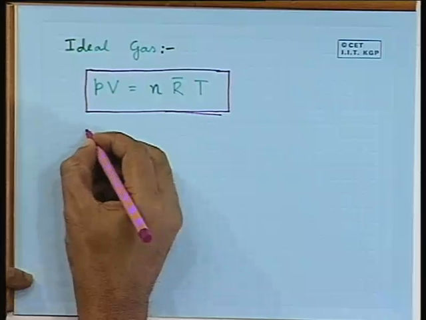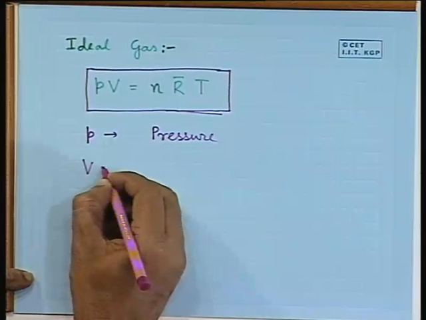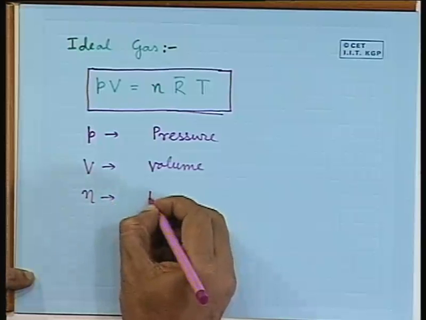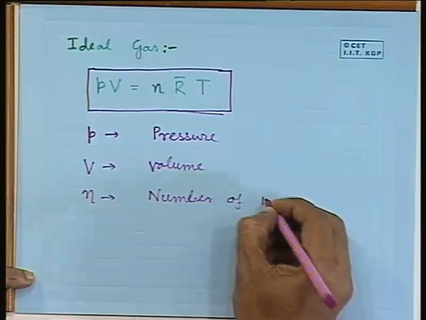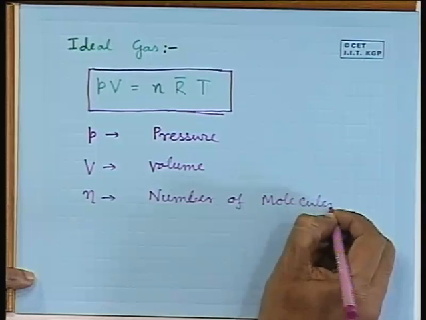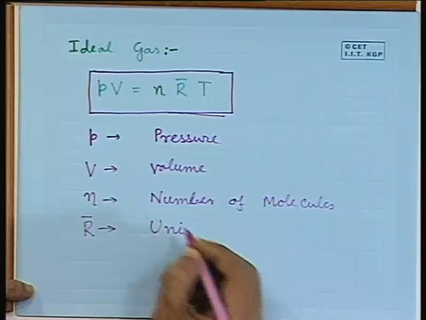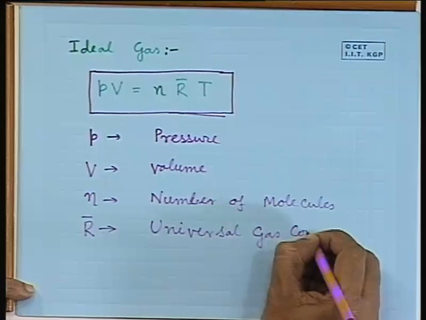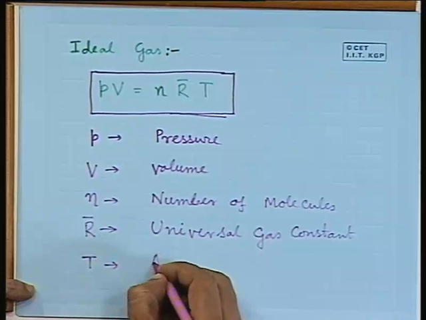And what are the different symbols here? P is the pressure, V volume, n number of molecules, then R bar, that is universal gas constant, T absolute temperature.